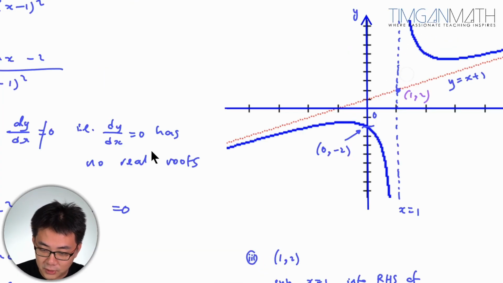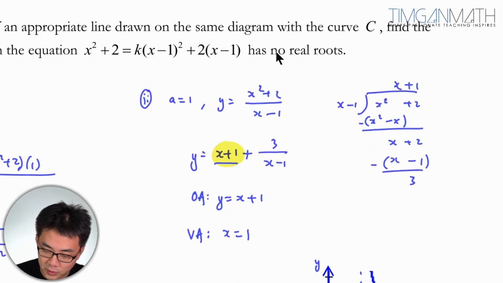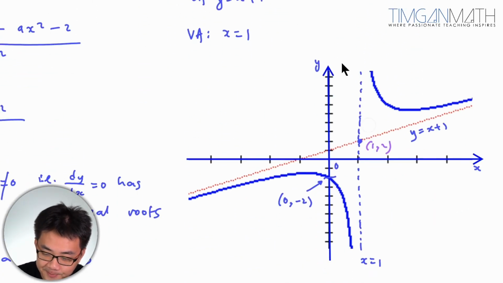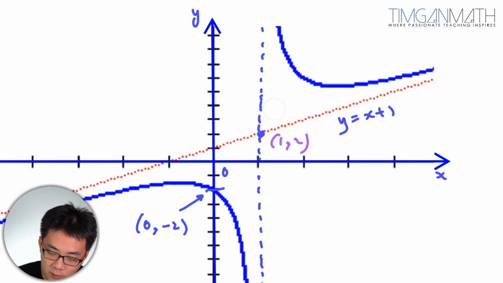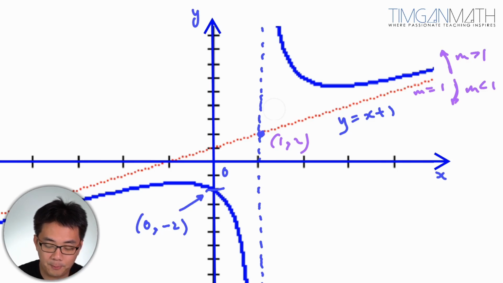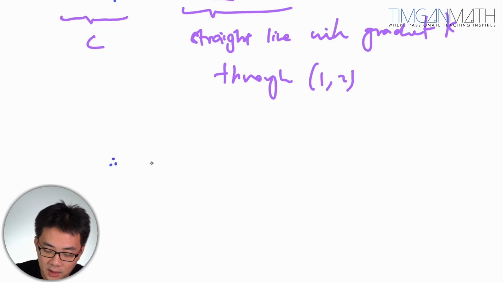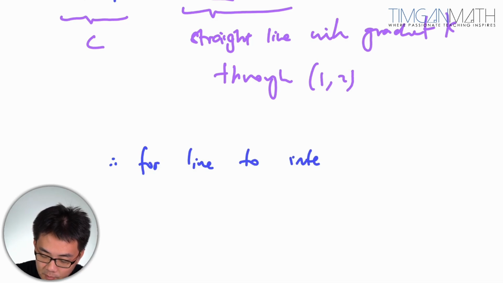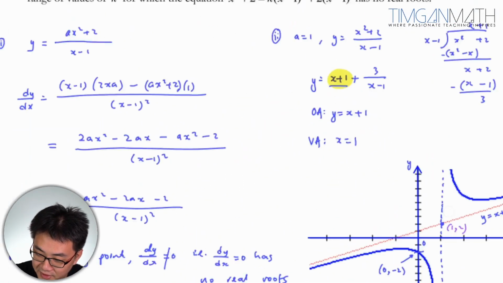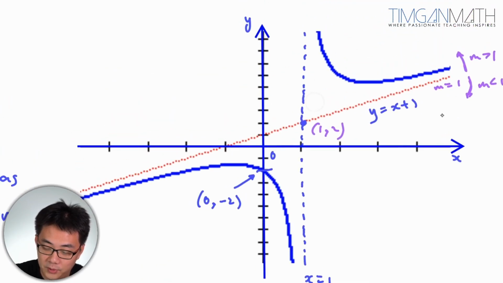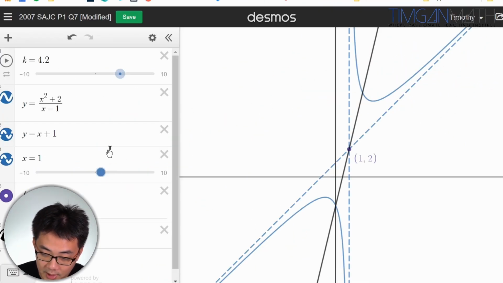So the question now wants us to have no real roots. Just take note, this line here, anything lesser than this is where the gradient is 1, right? Anything lesser than this is m less than 1. Anything more than that is m bigger than 1. Let's take note of that. So from the graph, hence, for the line to not intersect curve C, we just want the line to be less steep than m equals 1, right? So basically we want it to be lesser here.